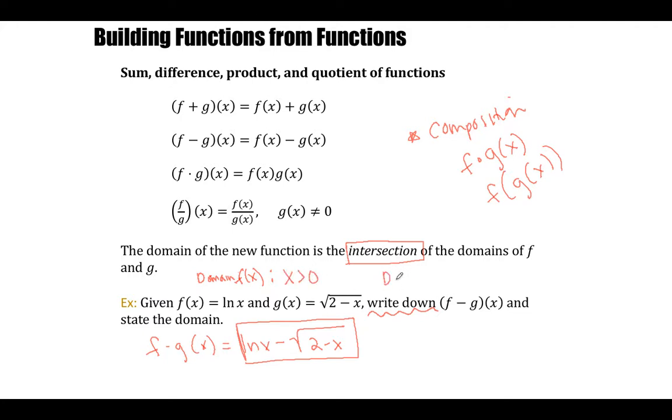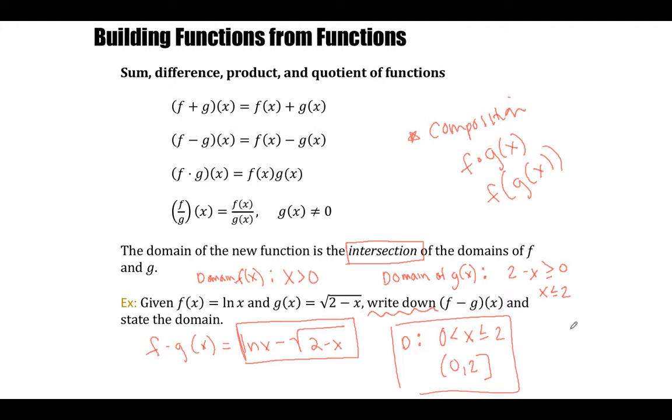For g of x, what do you know about the square root, what's under that radical? 2 minus x has to be greater than or equal to 0, right? So if we solve that, x has to be less than or equal to 2. So I need the intersection of these two things. So that tells us that x has to be greater than 0, but less than or equal to 2. And that's it. 0 is less than x is less than or equal to 2. Or I could write it as 0 to 2, including 2. Right, so that's going to be our domain. Amazing.